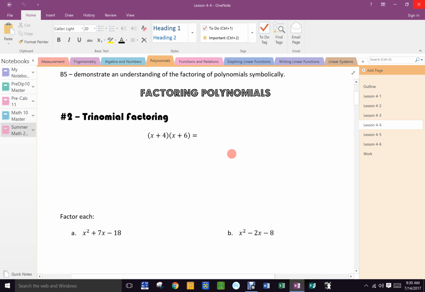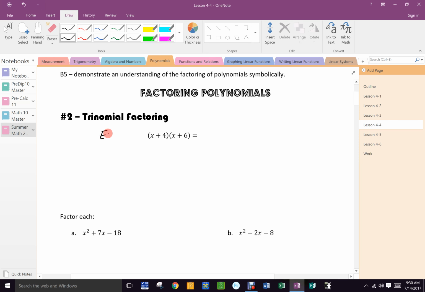If I presented you with this question and I said to expand it, there's two ways you could do it. You could do it the long way, yes? And the long way would be x times x and x times 6, which would get you x squared plus 6x. Then you would do 4 times x and 4 times 6, and you would get 4x plus 24, yes? And then what would your last step be? Collect your like terms. x squared plus 10x plus 24.